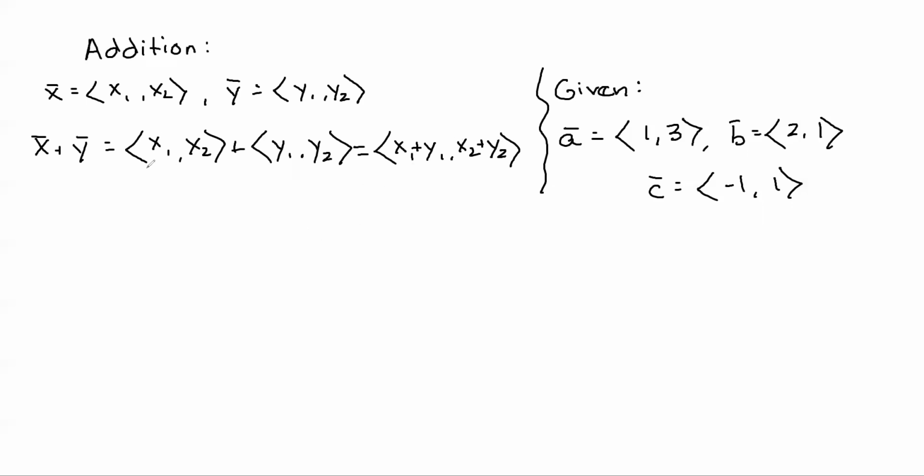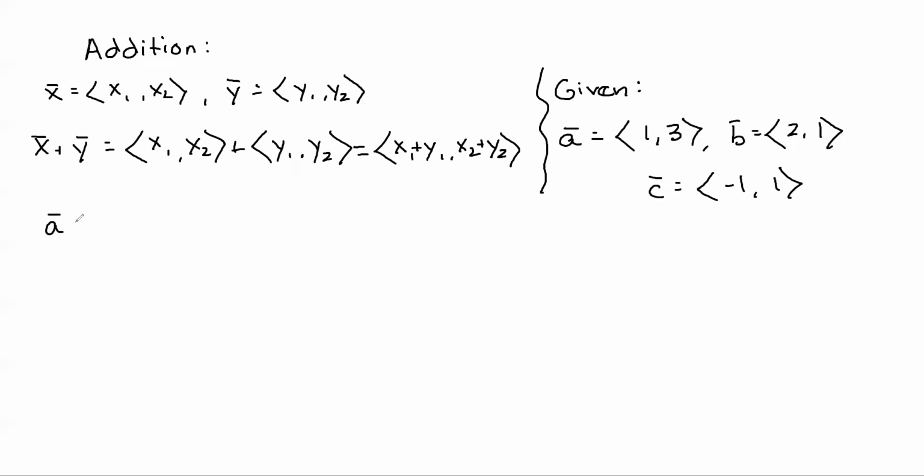We take the x component from the first vector and the x component from the second and add them. And we take the y component from the first vector and the y component from the second vector and add them. I apologize for using x and y here because you get x component and y component, but I already used up a, b, and c. So let's do an example to make sure that's clear.